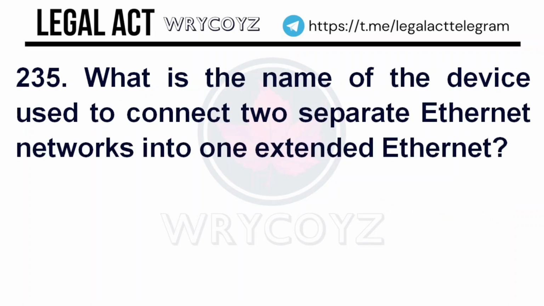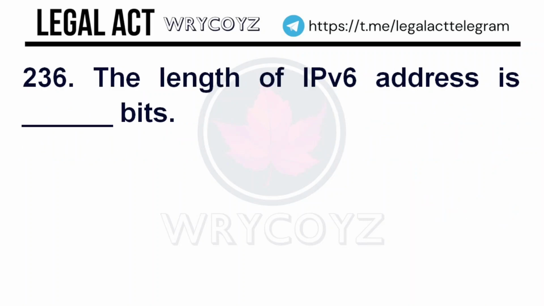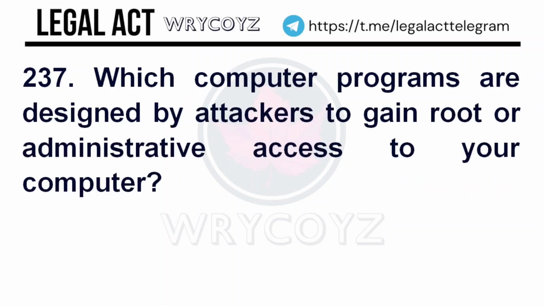235. What is the name of the device used to connect two separate Ethernet networks into one extended Ethernet? The answer is bridge. 236. The length of IPv6 address is dash bits. The answer is 128 bits. 237. Which computer programs are designed by attackers to gain root or administrative access to your computer? The answer is rootkits.